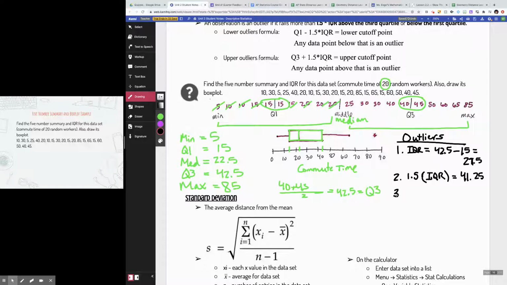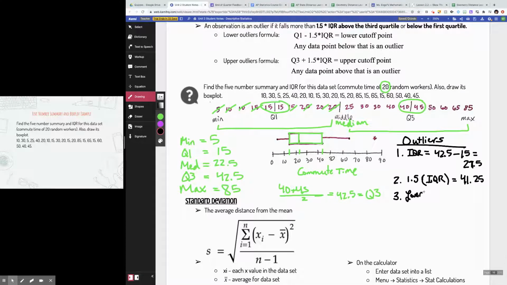Step 3 is to find your lower cutoff, which is Q1 minus your 1.5 times IQR. I should actually write what the actual number is. So Q1 is 15 minus 41.25, and when you do that, you get negative 26.25. So remember, this is my lower cutoff point.